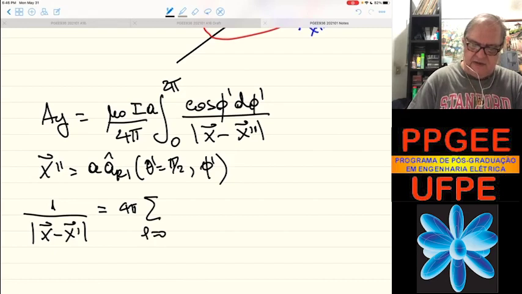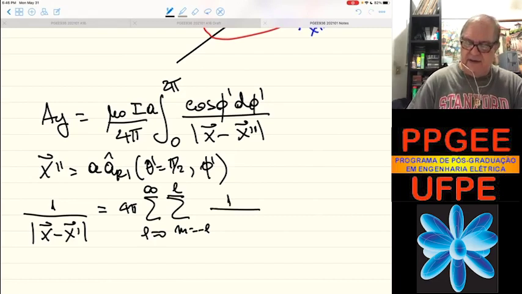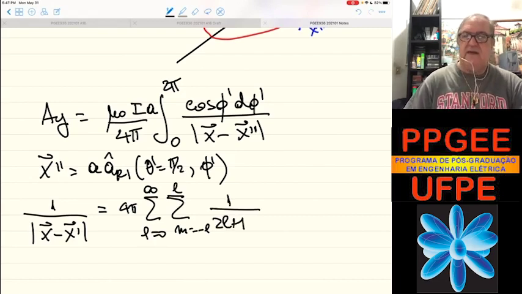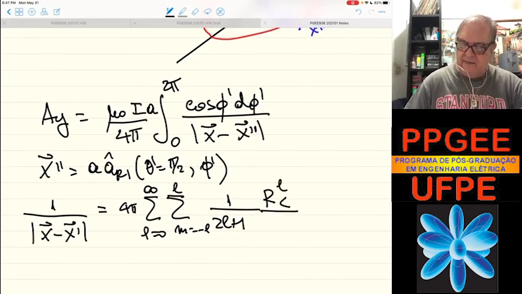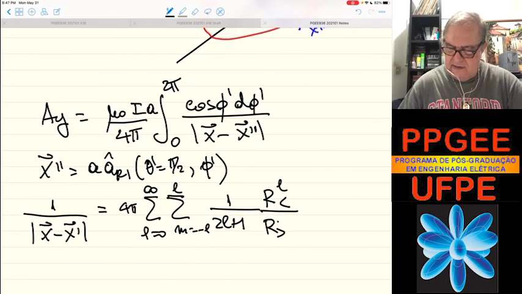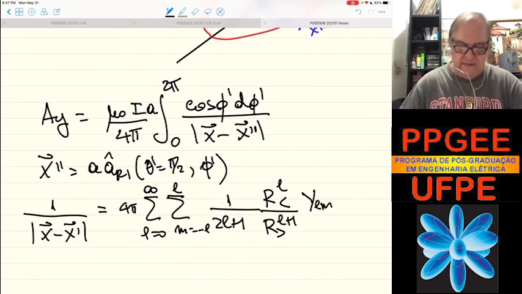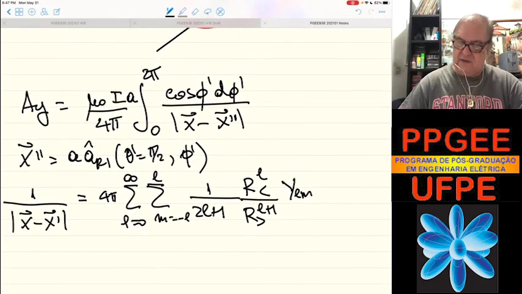Sum from L equals 0 to infinity, sum from M equals minus L to L of 1 divided by 2L plus 1. Then we have R smaller raised to the L power, R larger raised to L plus 1. Then we have YLM. So that's the general expression, right? YLM conjugate theta prime phi prime, YLM theta phi.